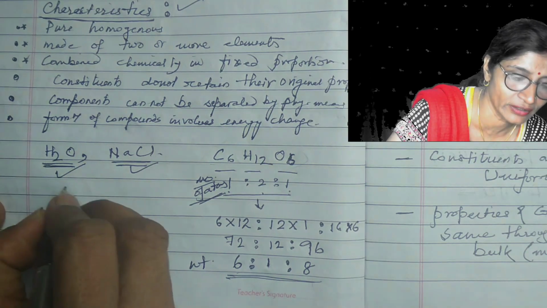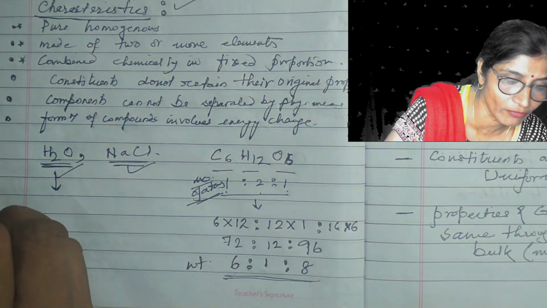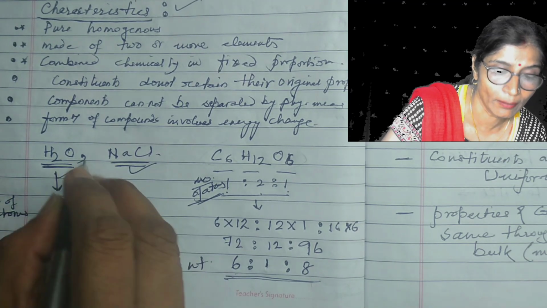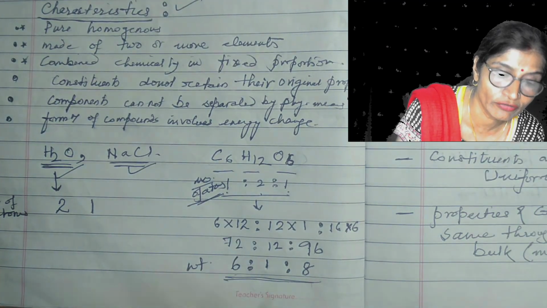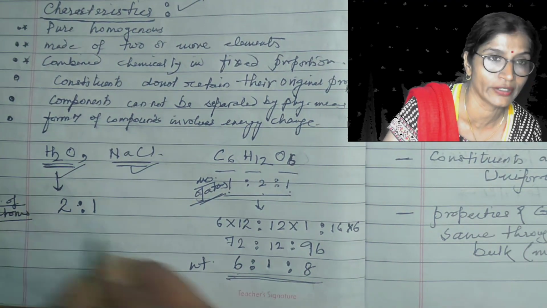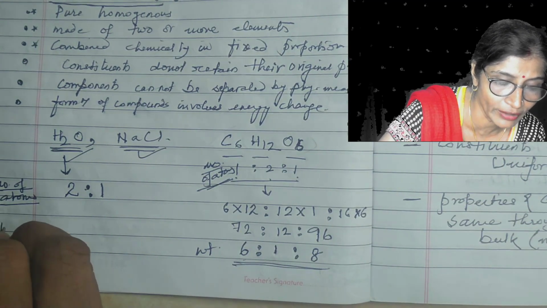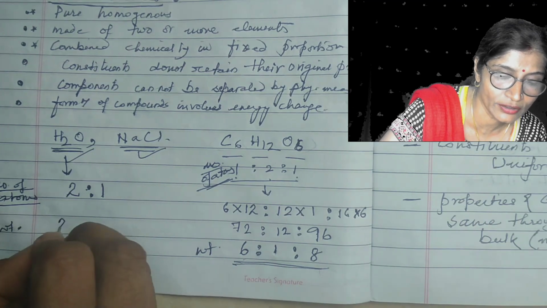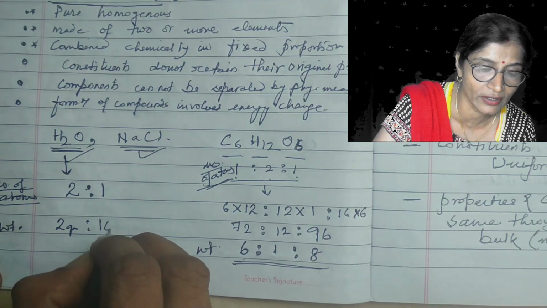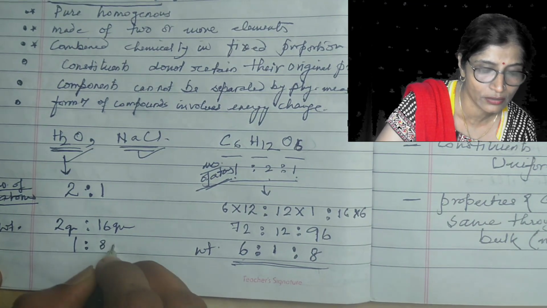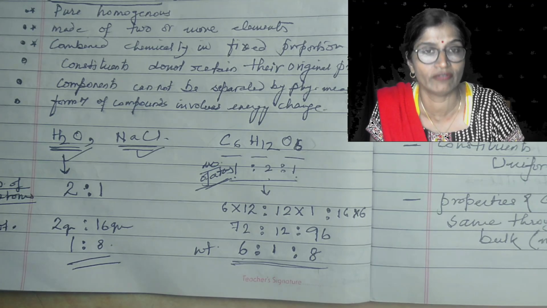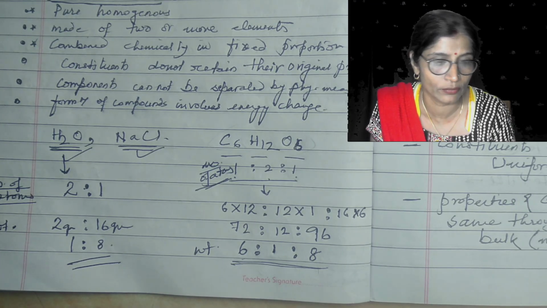In the same way, if I think about water, then according to the number of atoms, 2 atoms of hydrogen combined with 1 atom of oxygen will form water molecules. It means they are in the ratio of 2 is to 1 according to the number of atoms, and according to the weight, what is the ratio? 2 atoms of hydrogen weigh 2 gram, and 1 atom of oxygen weighs 16 gram. So the ratio is 1 is to 8. I think this point is clear to all of you, that elements combine with each other in a fixed proportion, then they will form the compound.